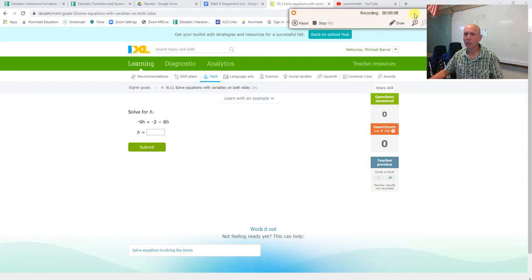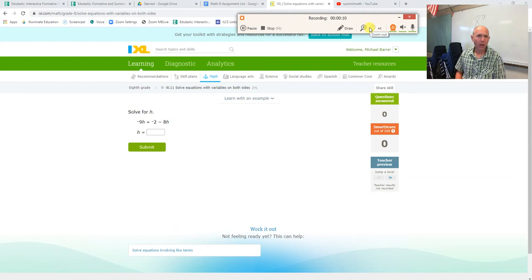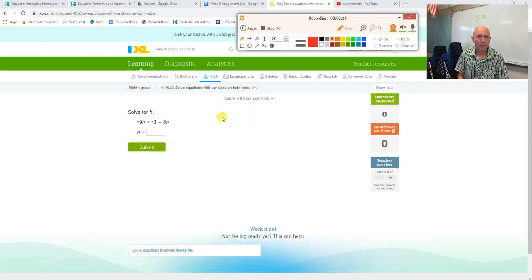Let's get going here. All right, so I'm going to rewrite this equation. Negative 9h equals negative 2 minus 8h. I'm going to draw the wall. All right, so we need to move all our variables to one side. I'm going to move everything to the left side.